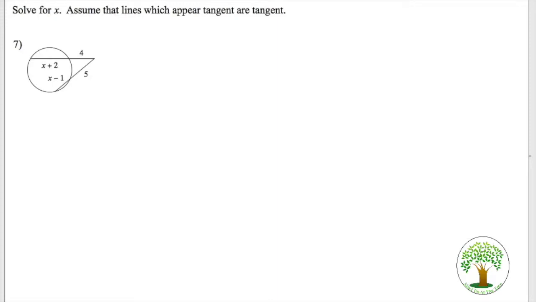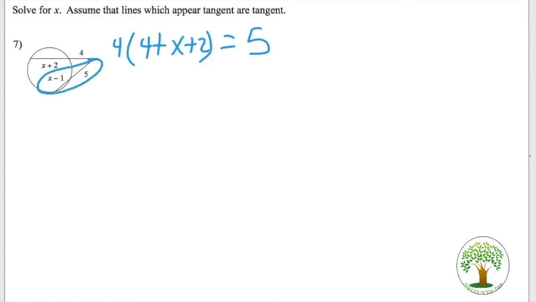Again, we have the same kind, except now we have more variables. And so I want to encourage you to pause this video, come back when you have an answer. We have the outside times the whole and the outside times the whole. So the outside is the 4. The whole thing is 4 plus x plus 2. That should equal the outside of the other one, which is 5. And the whole thing is 5 plus x minus 1.